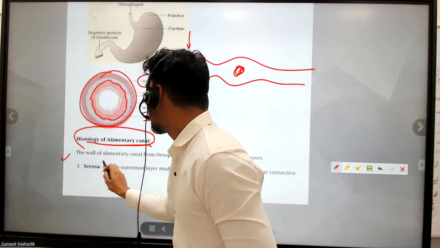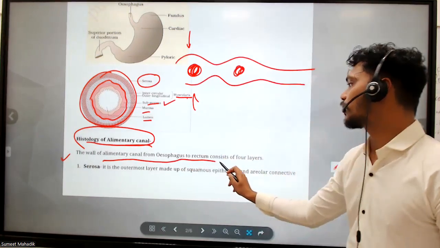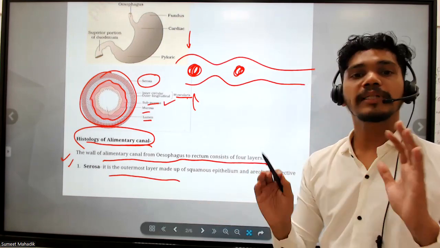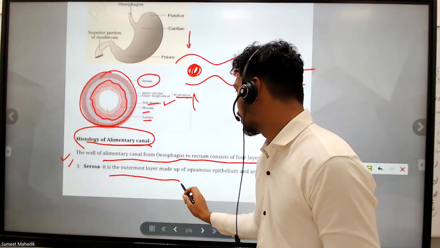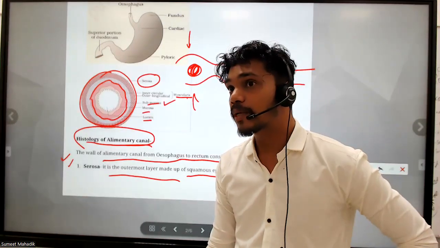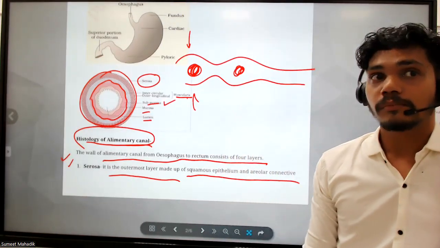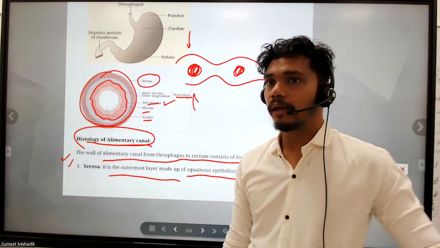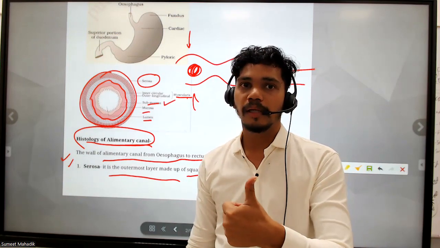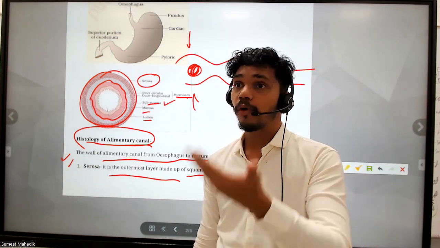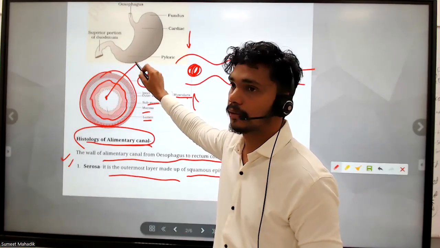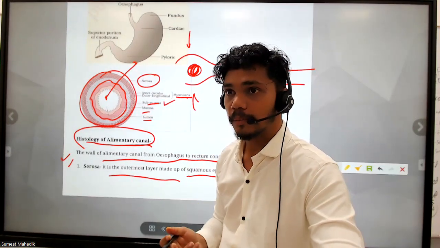Now, the wall of the alimentary canal from the esophagus to the rectum consists of 4 layers. First is serosa. It is the outermost layer. The outermost layer is always for protection purpose, right? It is made of squamous epithelium. Why squamous epithelium? Again, what is squamous epithelium? See, I give the hint. What is squamous epithelium? It is for protection, and also for secretions and for absorption purpose as well. Suppose there is something that has to be passed. Do you have a doubt? Please ask me.